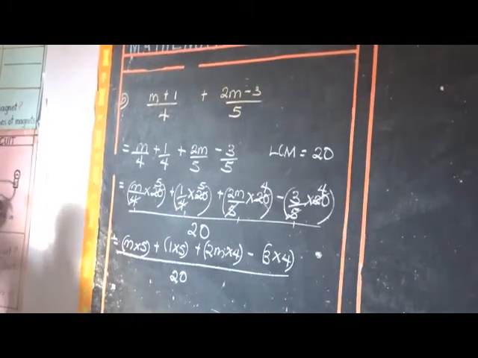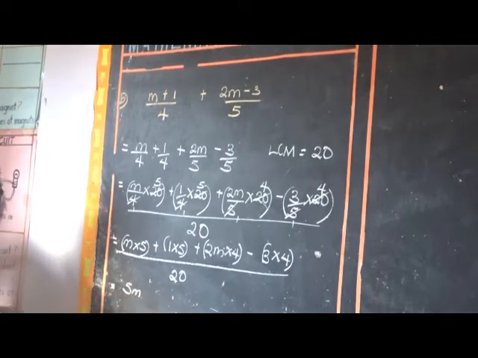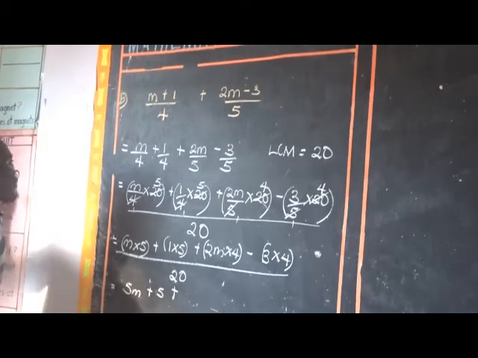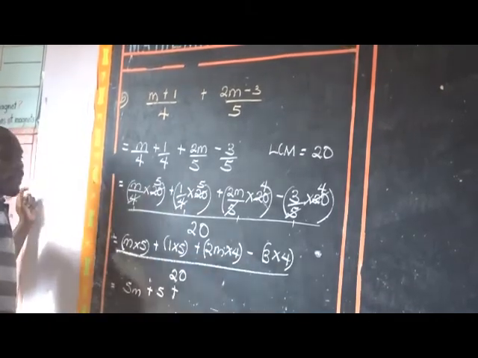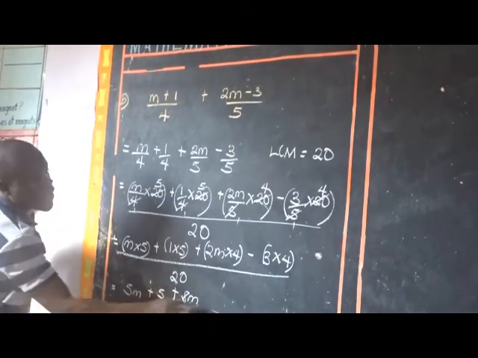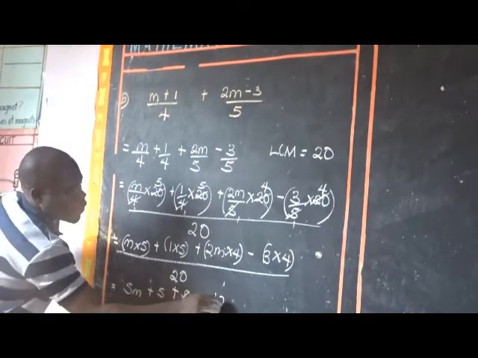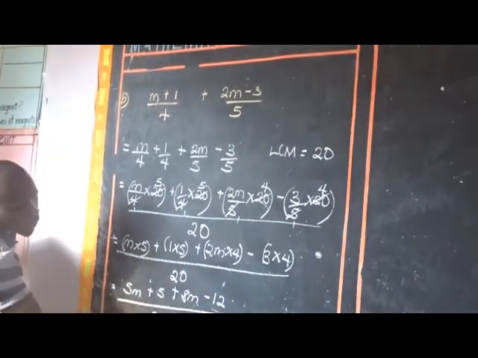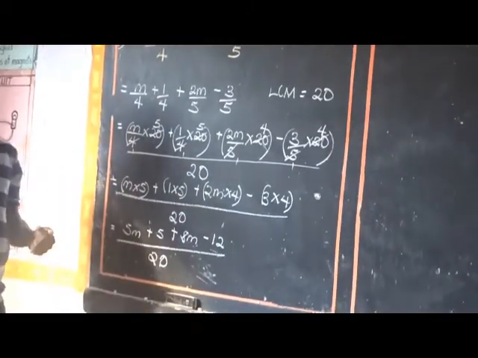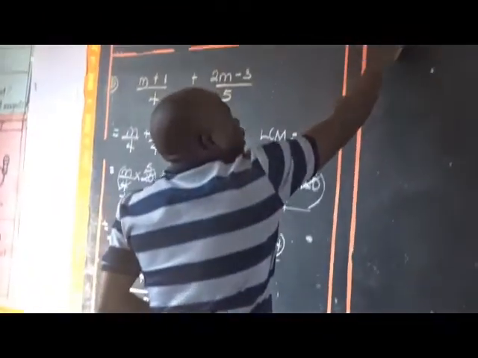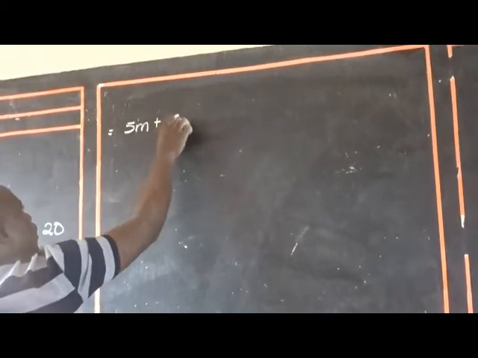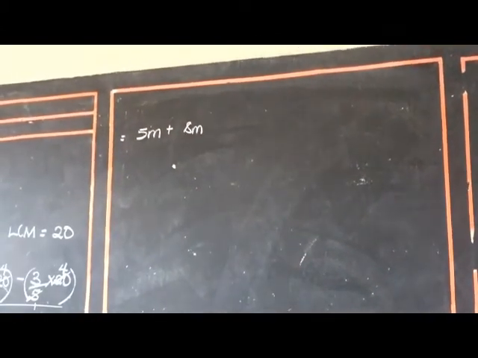What is m times 5? This gives us 5m. 1 times 5 gives us 5. 2m times 4, we multiply the coefficients. 2 times 4 gives us 8. So that means this will be 8m minus 12 out of 20. Now when we reach here, we shall easily collect like terms, which will be 5m plus 8m. This is 5m, this is 8m.